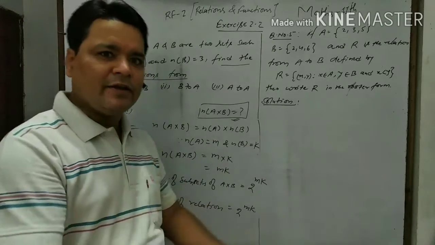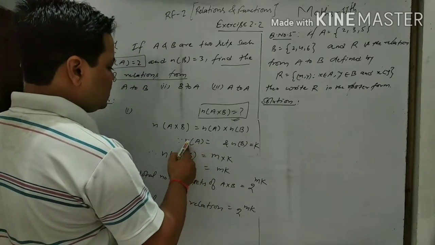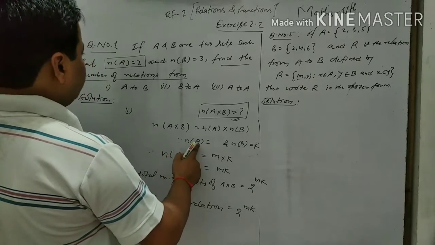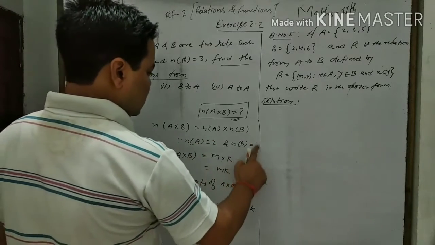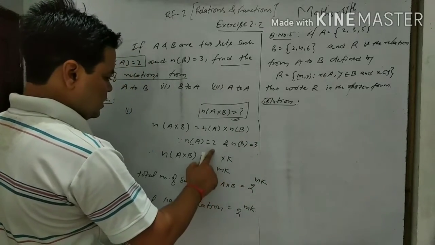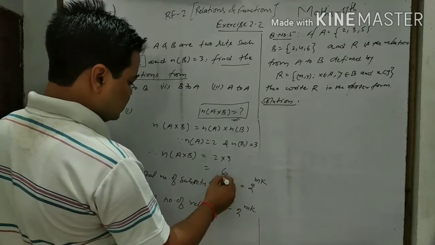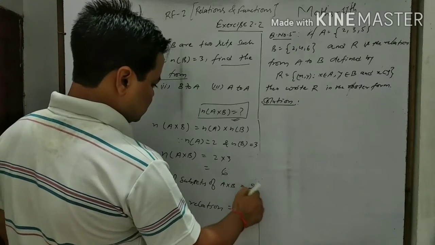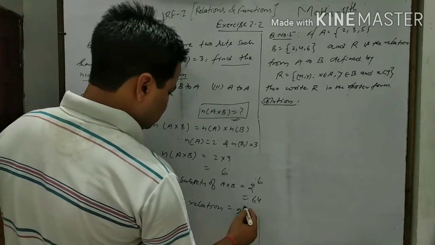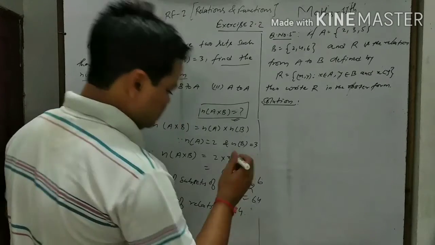Now let us think again about the question. The cardinal number of set A is equal to 2, the cardinal number of B is equal to 3, so the cardinal number of A cross B is 2 times 3. Therefore its value will be 6, so the number of subsets is 2 to the power 6, which is 64.